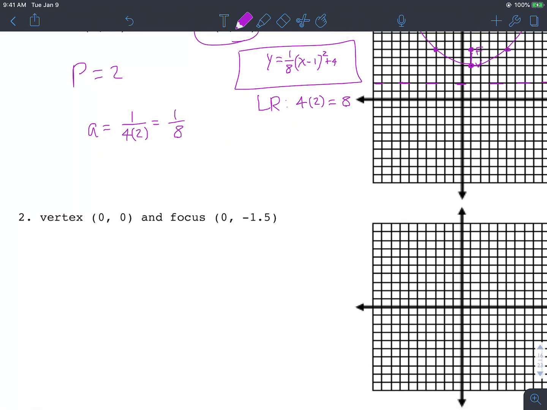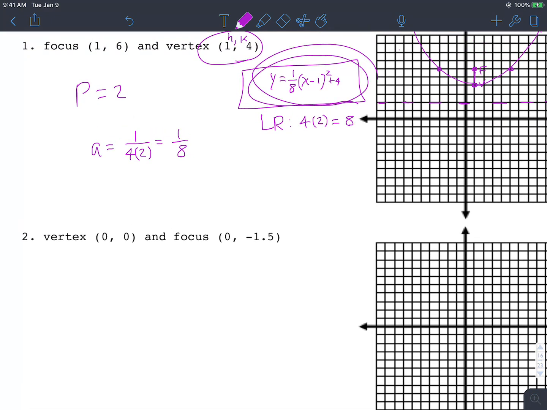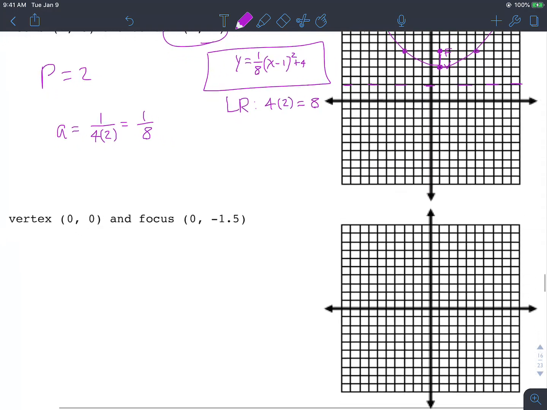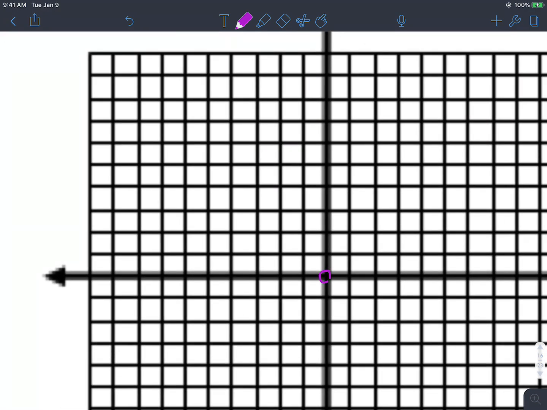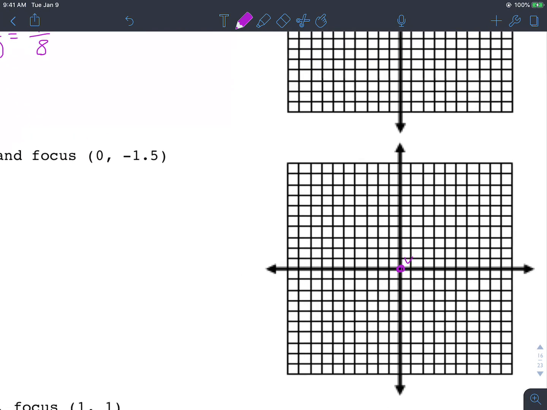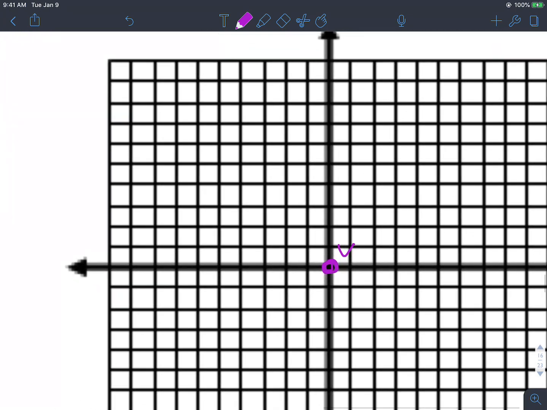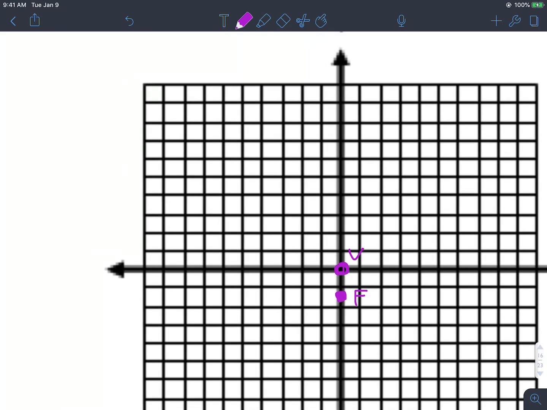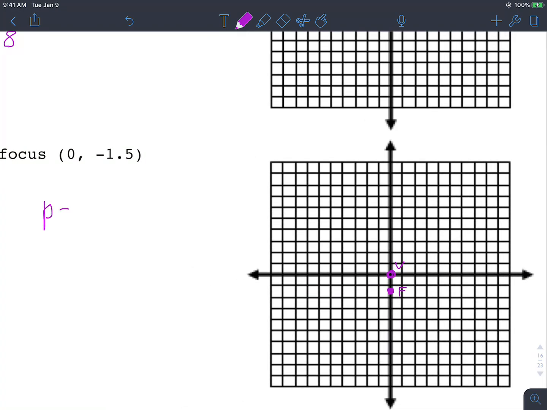Okay, kind of like these here, your vertex and focus. Your vertex is at 0, 0, so that means when you plug everything back in, it's going to be real clean. So let's see what's going on here. 0, 0 is your vertex. And then your focus is at 0, negative 1.5. So kind of like right there, negative 1.5. That's your focus. So that would be a p-value of, I guess, 1.5.